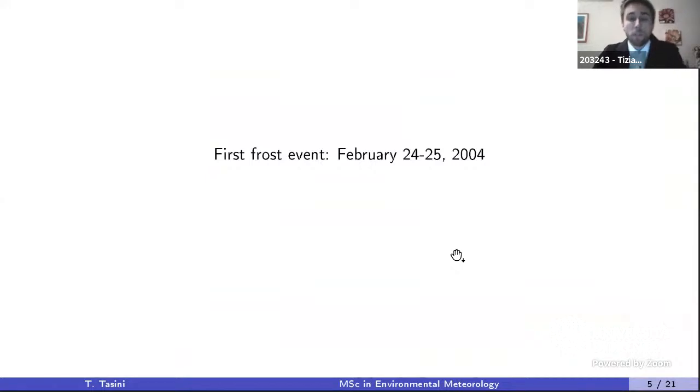So I analyzed 2 different types of frost events. The first one occurred on February 24, 25, 2004, and all the following charts consider a 24-hour time window. In this case, from midday on February 24 to midday on February 25.